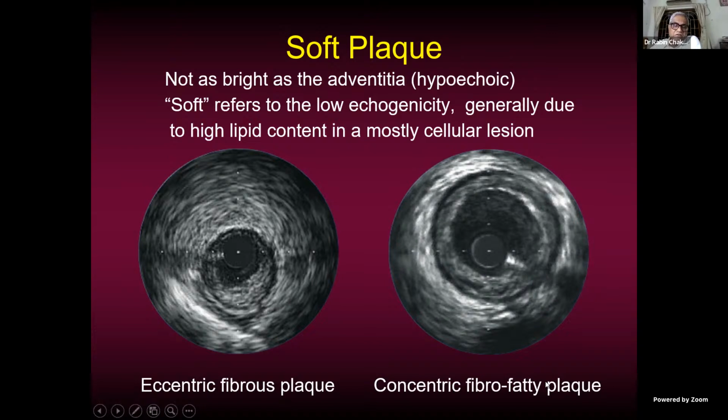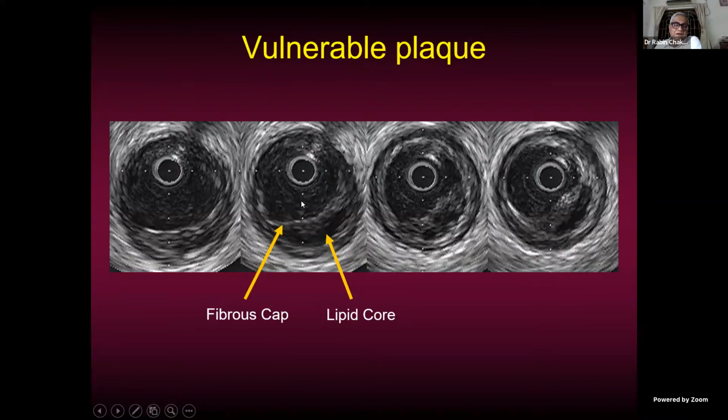This is a concentric fibrofatty plaque, then an eccentric fibro. This is eccentric. Can you see the eccentricity? This is concentric. Vulnerable plaque. That is what we discussed. You can see this is a lipid core. This is a fibrous cap. I will show some pictures in OCT also. So this is the catheter. This is a thin fibrous cap, and this is a lipid core. Macrophage is also there. You don't see macrophage in IVUS.